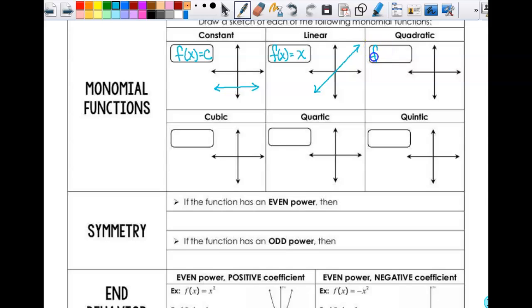Quadratic, we should definitely know, f of x equals x squared. That's your parabola. Cubic, f of x equals x cubed. Looks something like that, right? Then we have quartic, that is f of x equals x to the what, do you think? Fourth. And then quintic, f of x equals x to the fifth.